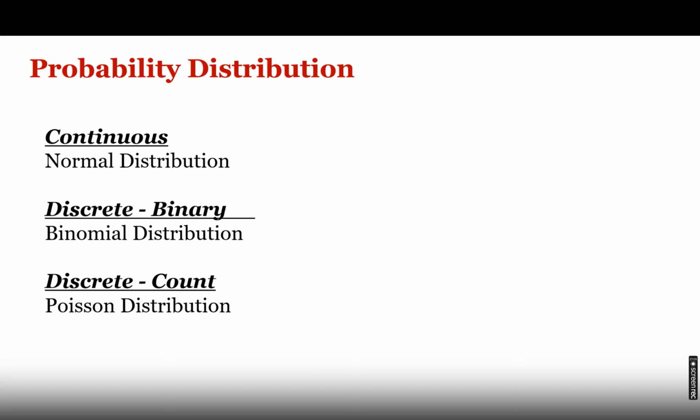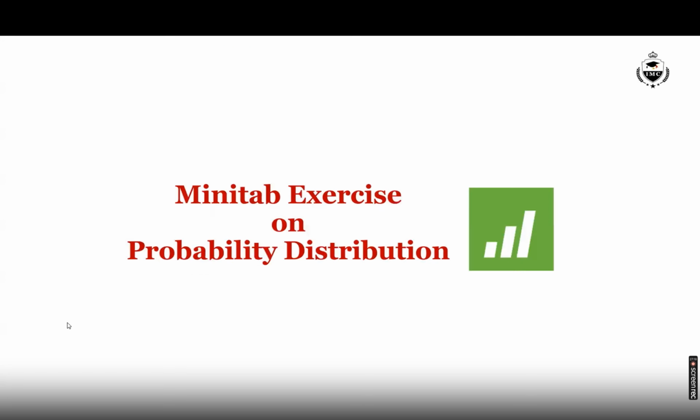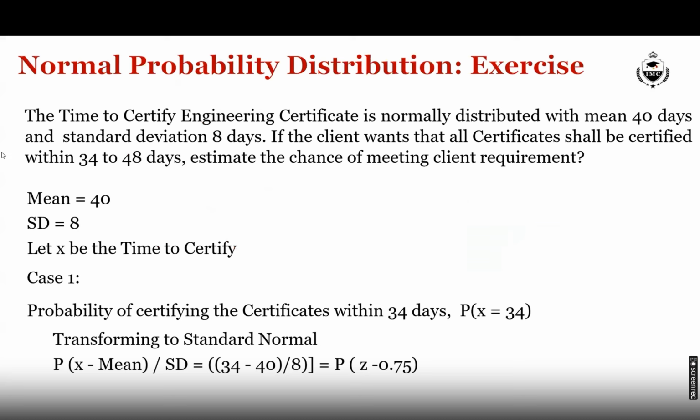Now, whenever we have continuous data, we do a normal probability distribution. Discrete binary data, we do a binomial probability distribution. And discrete count data, we do a Poisson probability distribution. Let us try to understand this case study from an educational institution. The time to certify an engineering certificate is normally distributed with a mean of 40 days and standard deviation of 8 days. If the client wants that all the certificates shall be certified within 34 to 48 days, estimate the chance of meeting the client requirement.